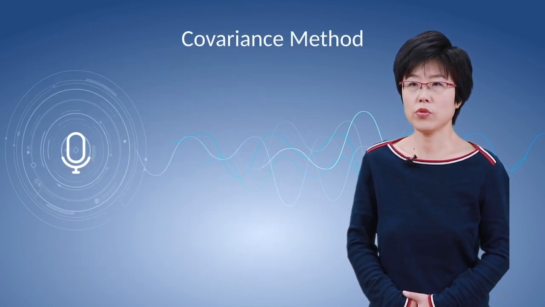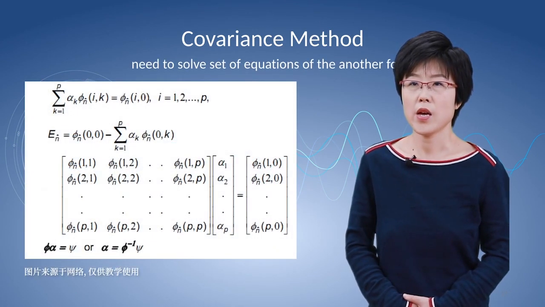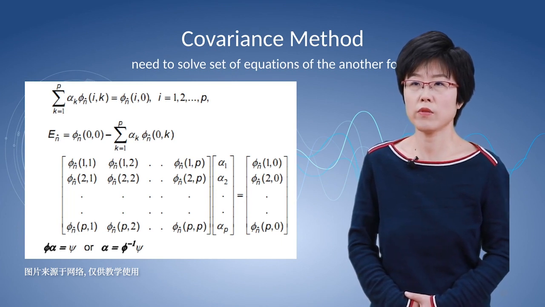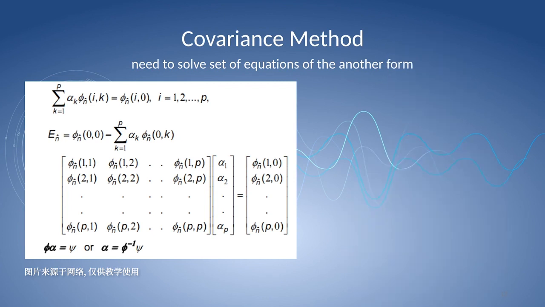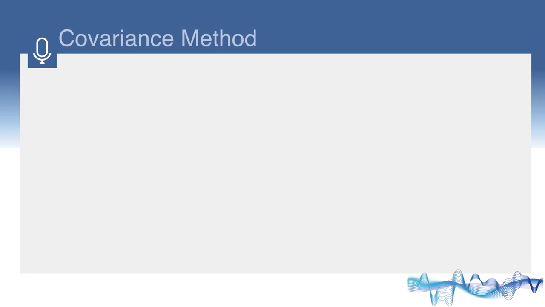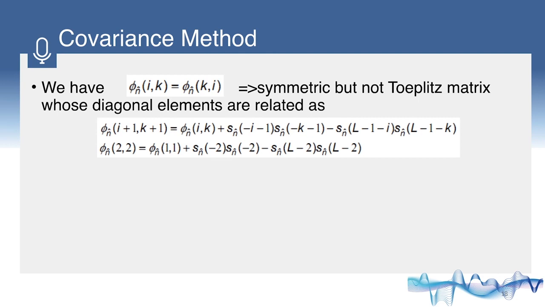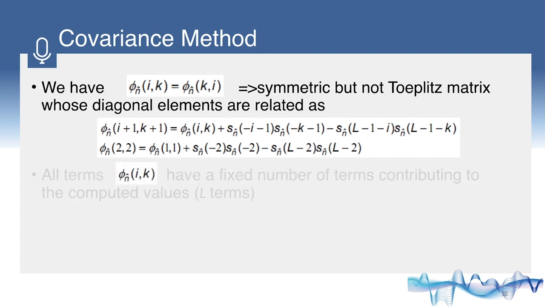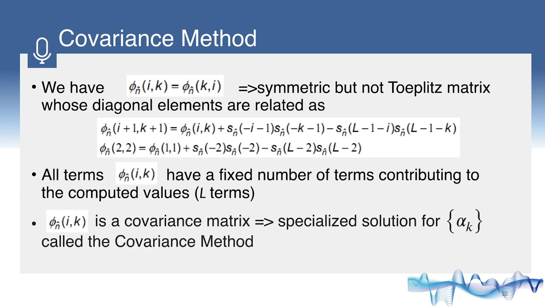This method has a true cross-correlation, thus cannot use autocorrelation formulation. It needs to solve a set of equations of another form with the covariance function phi_n(i,k). The resulting matrix of correlations phi_n(i,k) is symmetric but not Toeplitz. All terms of phi_n(i,k) have a fixed number of terms, L terms, contributing to the computed values. Because phi_n(i,k) is a covariance matrix, the specialized solution for alpha_k is called the covariance method.